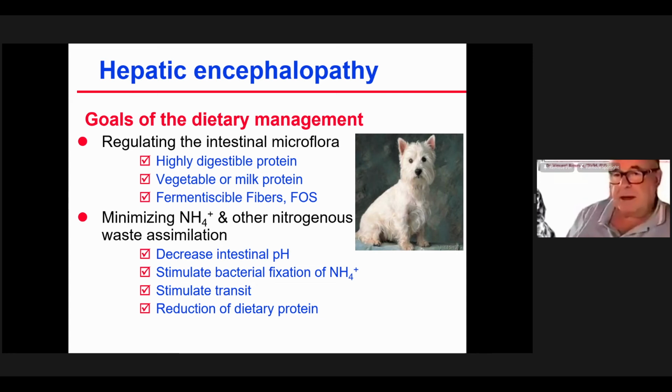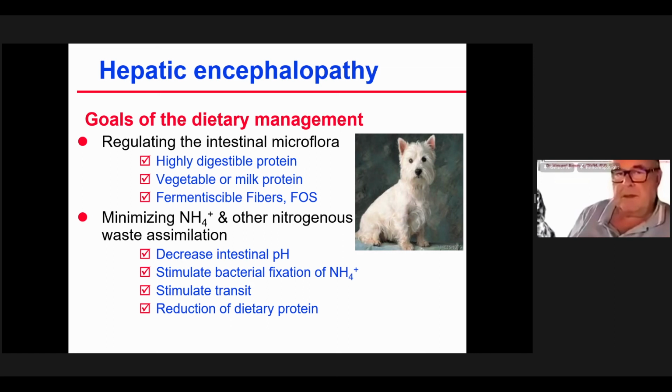And finally, we know that some nutrients like fermentable fibers or the fructooligosaccharides that are not digested in the small intestine but are fermented in the large intestine are very beneficial, because they will provide to the bacteria in the hind gut the carbon they need to synthesize their protein, as I will illustrate on the next slide.